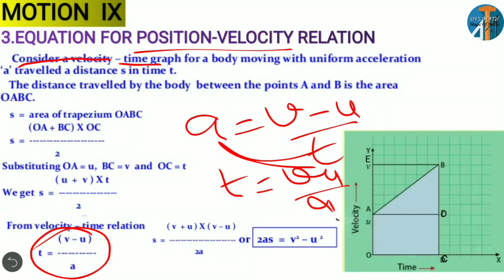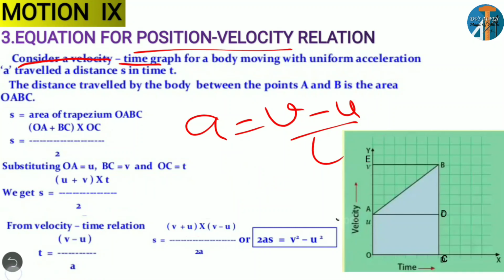Now if we substitute here, V plus U will be as it is. Here (V minus U) by A means A is multiplied to 2. So here how is it? (A plus B) into (A minus B). So here we are using a maths formula.